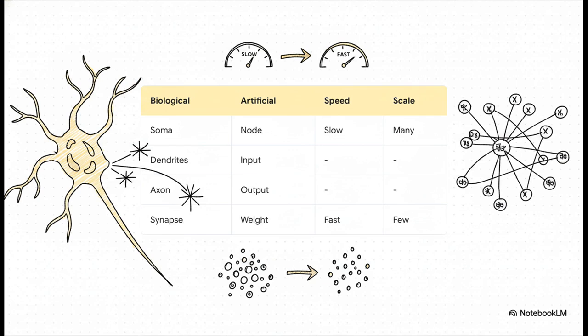But here is the absolutely critical insight. Your human brain processes things relatively slowly, but it uses billions of neurons to do it. An artificial neural network, on the other hand, operates with blinding mathematical speed, but it typically only utilizes dozens to maybe hundreds of thousands of nodes. It is a fundamental trade-off of biological scale for raw computational speed.